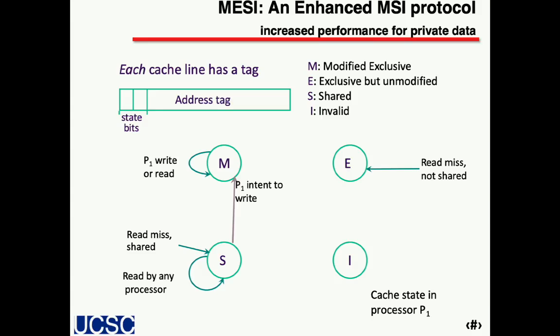But here's where it gets different. With the E state, if you're the only person asking for this cache line, rather than going to that shared state, you can go into the E state. So now, why is that better? Well, you can stay in E state, and you can keep doing reads to your heart's content inside the E state. But now when it comes time to write, you can go straight to the M state.